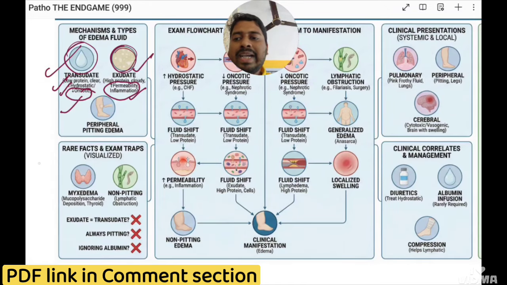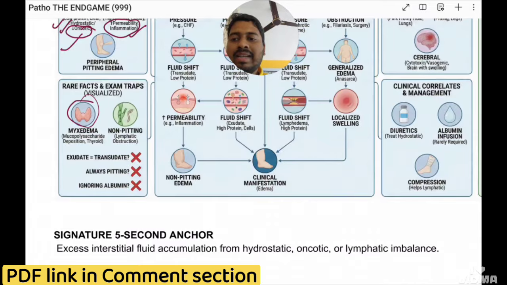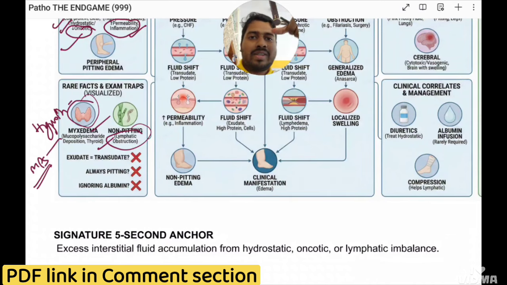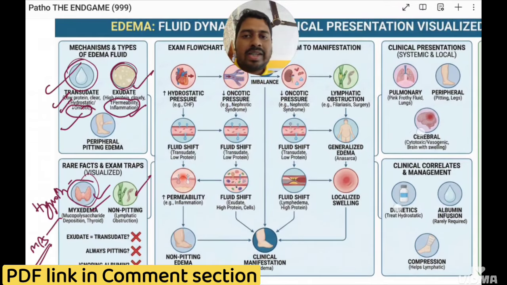Now, non-pitting edema also can result. We'll see that in a later part. Non-pitting edema can occur in mixed edema as in hypothyroidism, or it also occurs in mucopolysaccharide deposition, mucopolysaccharidosis. Non-pitting edema is also seen in lymphatic obstruction. Non-pitting means when you press your thumb for 30 seconds, there is no pitting, but there is grossly visible edema. That is because of lymphatic obstruction, or deposition of such materials which don't allow pitting. So these two things you need to remember.